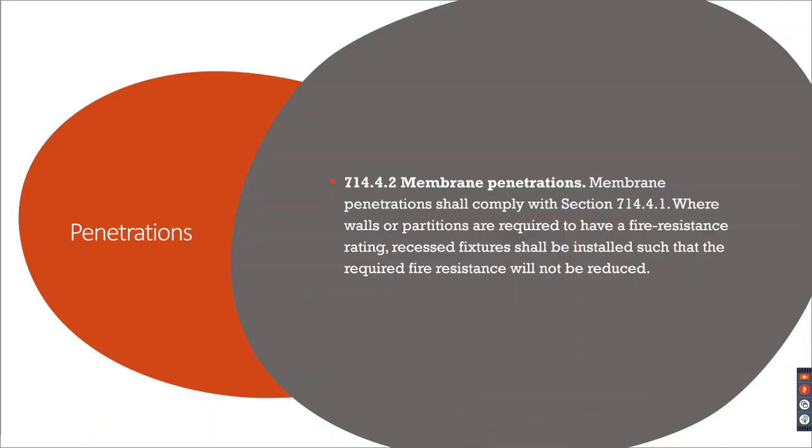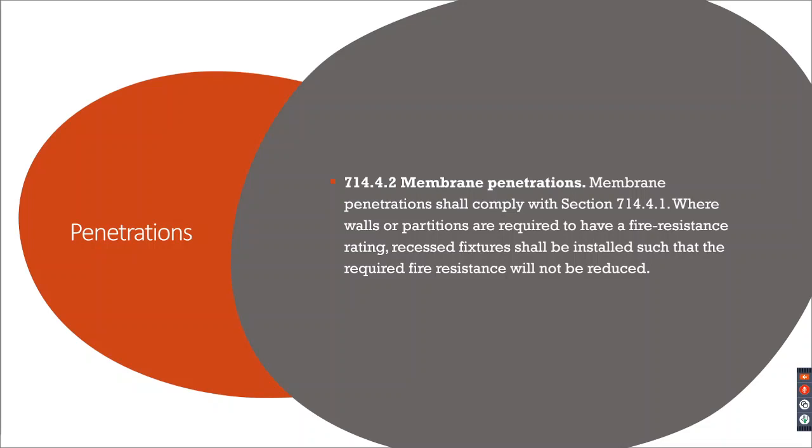For membrane penetration, so remember it said, you're complying with this or this. So now we're at 714.4.2, and this is talking about membrane penetrations. You're only going through one side of your fire resistive rated assembly as opposed to going through the whole thing. So membrane penetration shall comply with 714.4.1. So you do have to go back and follow those.